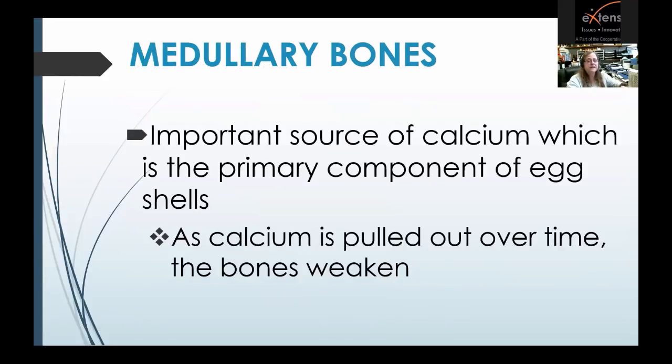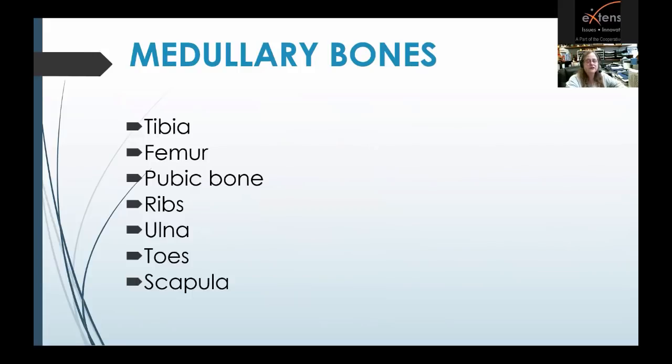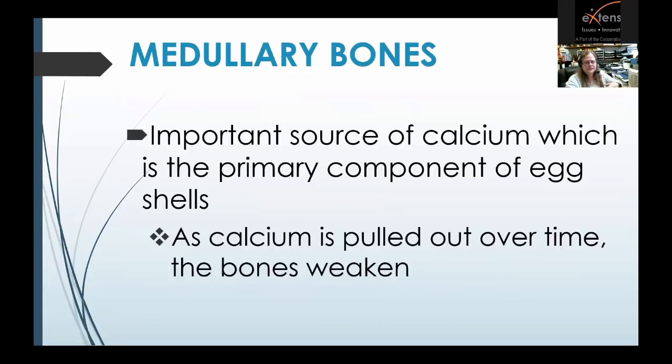Medullary bones are another special bone of chickens, of birds. It's an important source of calcium, which is the primary component of eggshells. Chickens can't eat enough calcium at one time to meet the requirement for the development of a shell. So calcium is pulled out of the bones and then replaced later. So they don't replace all of it.